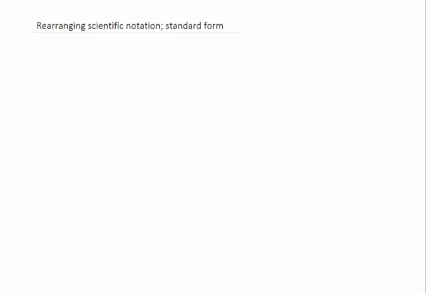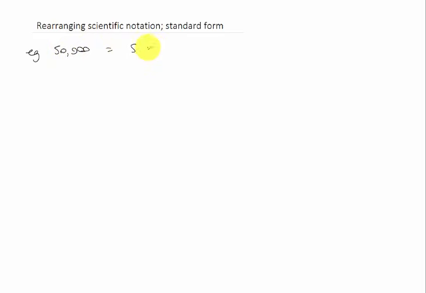I've called this video rearranging scientific notation, but what I really want to show you is that there are lots of different equivalent ways to write a given number using scientific notation. So let's take an example to show you what I mean. Let's say we've got 50,000.